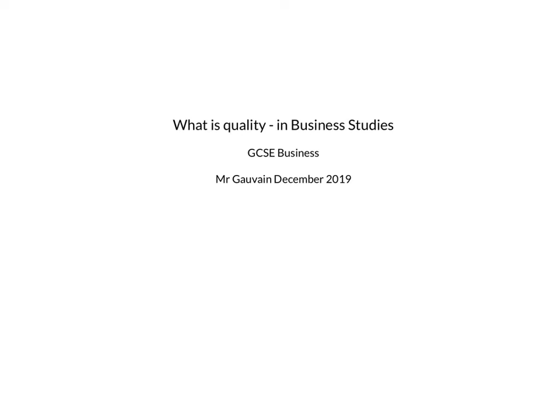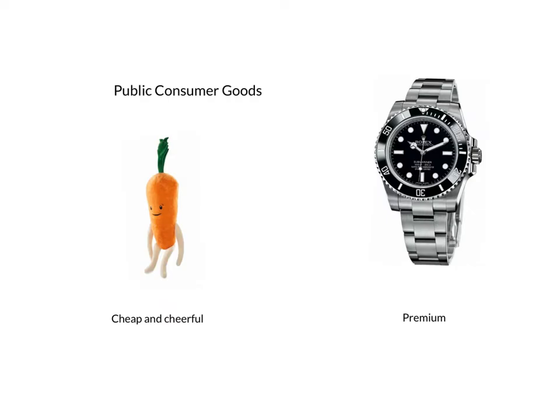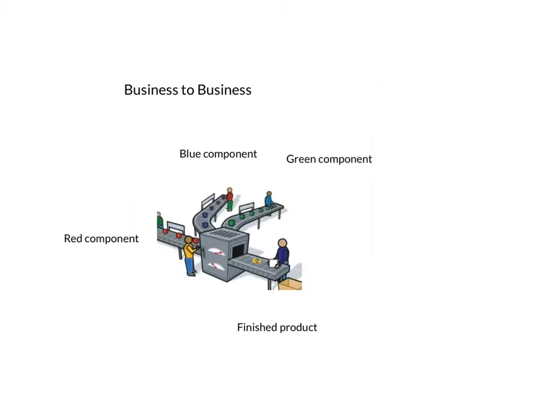We are going to review what quality is in business studies. You are familiar that people will have different expectations of quality for cheap and cheerful and for premium products. But you need to become aware that things are different in a business-to-business scenario. Here in this screencast, we'll use this example where we've got the yellow company manufacturing a finished product and using components from the red, the blue, and the green suppliers.